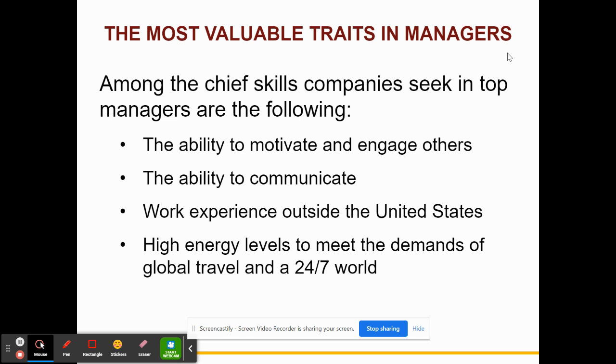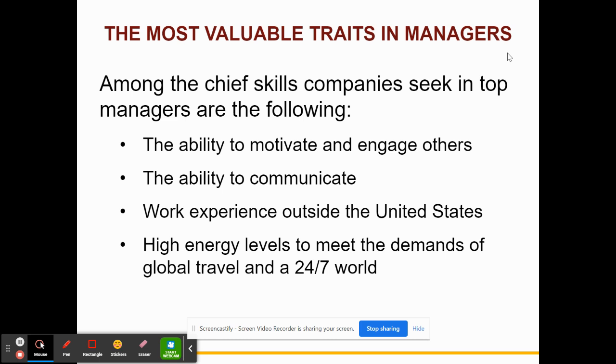And we get an hour lunch, right? Our lunch starts at noon, and you've got to be back working by 1, right? Not exactly how it works in Italy. So that work experience outside of the US can be very valuable to dealing with the different customs and cultures of different nations. And then high energy levels to meet demands of the global travel and a 24/7 world.